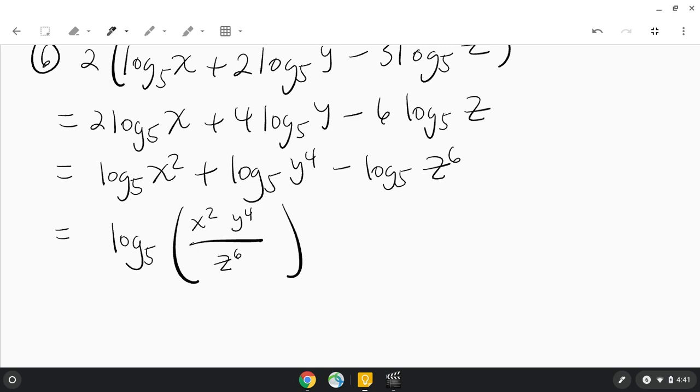Okay, and that is pretty much it for condensing and expanding. Again, it's all about knowing those properties. We have one last thing, the change of base formula.